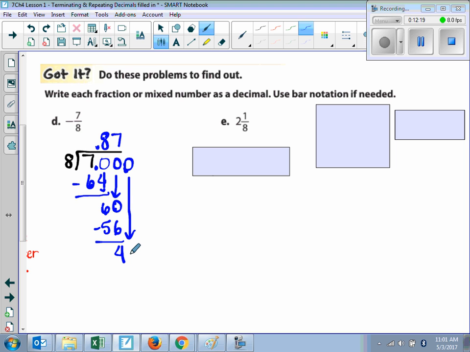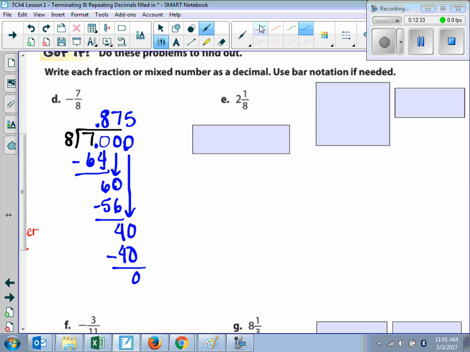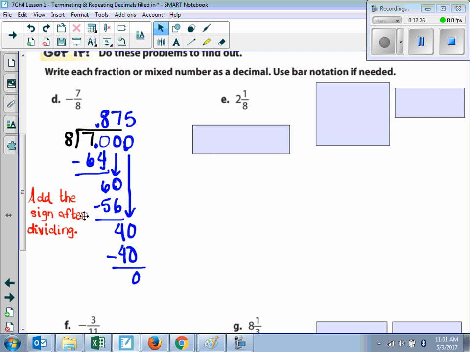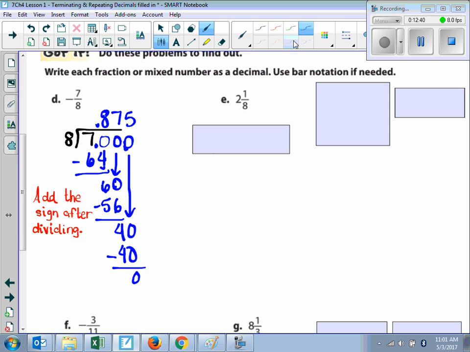And 40 divided by 8 is 5. So now you can see we're finishing at 0. So once we do that, then we're going to add the sign after we finish dividing. So here, our final answer is going to be a negative, and don't forget, I want you to put the 0 on that, 0.875.